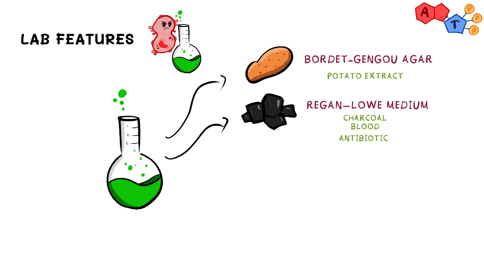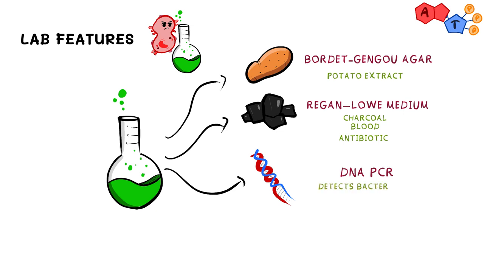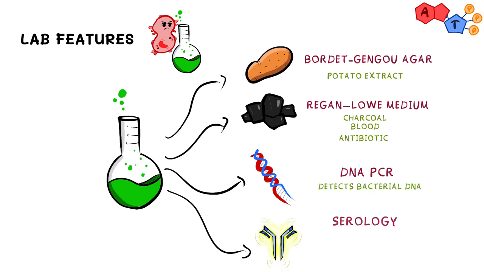Another way to identify Bordetella pertussis in the lab can be by using PCR, which is short for polymerase chain reaction, which can detect the DNA of the bacteria. Another way is serology, which basically means we're looking at the antibody that is generated by our immune system in response to a Bordetella pertussis infection, or by using direct fluorescent antibody testing.